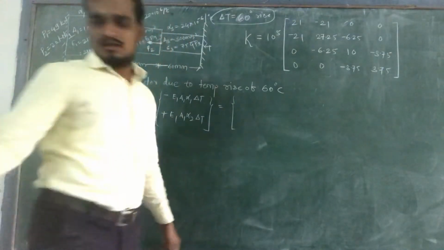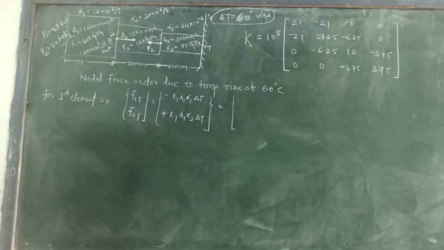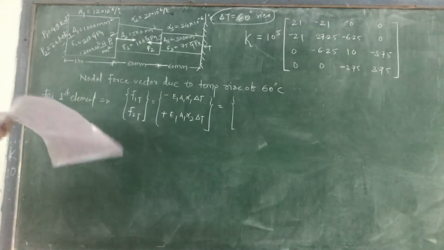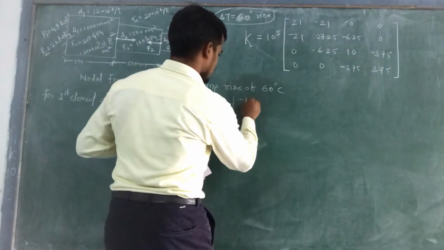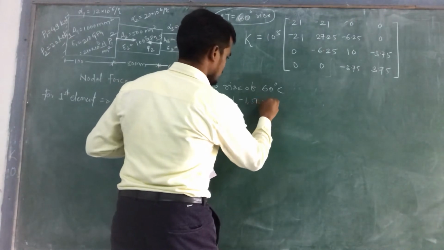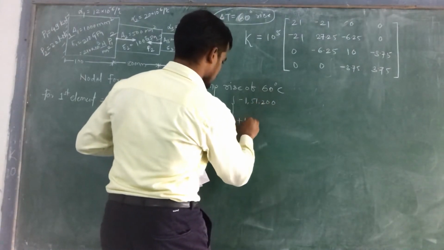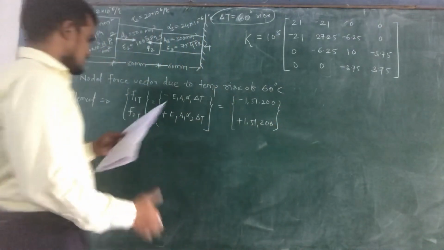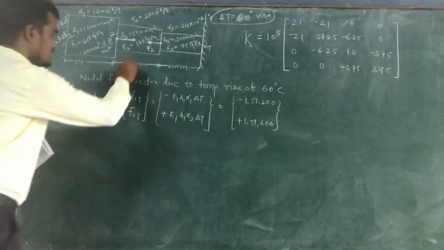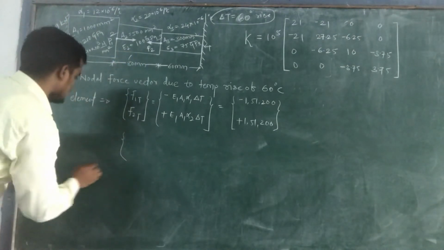as, so these values are equal to, for the first one, F1T, F2T is equal to minus 1,51,200 and plus 1,51,200.